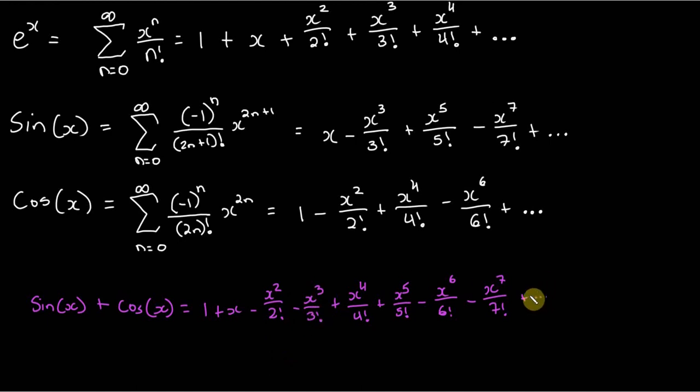The only difference is the signs. Notice that in sine of x plus cos of x, we see the pattern: positive, positive, negative, negative, positive, positive, negative, negative. This is a very strange pattern. Why positive, positive, negative, negative is very strange. Whereas in the exponential expansion, each term is just positive: positive 1, positive x, plus x squared over 2 factorial, and so on. So it's just positive.